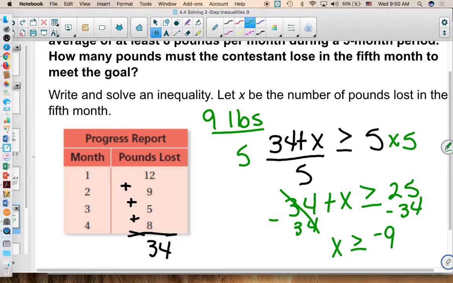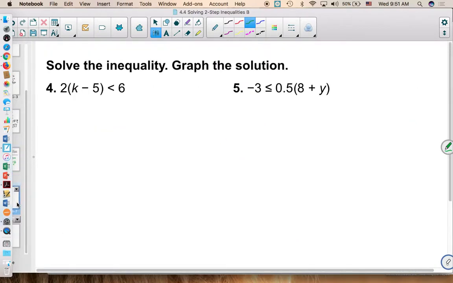Most people don't see a loss in pounds as a negative thing, though. Okay? Any questions on that one? I'm going to have you do one more, do number 4 together, and then we will move on to the last.